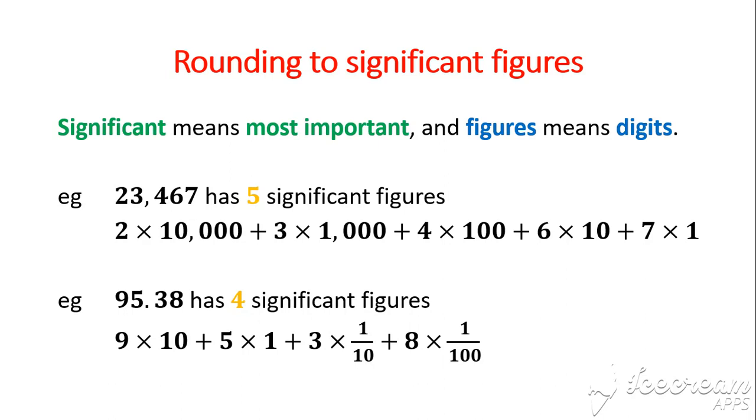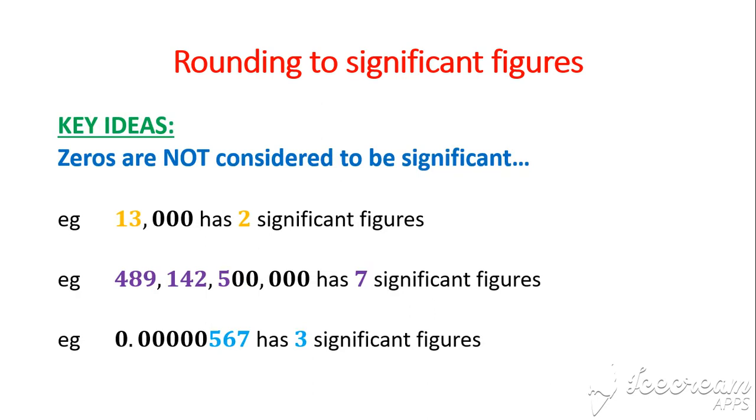So these two examples: in 23,467, this number has 5 significant figures. In the number 95.38, this number has 4 significant figures. However, zeros are not considered to be significant. So in the number 13,000, it's only got 2 because the zeros at the end are not classified as significant figures.